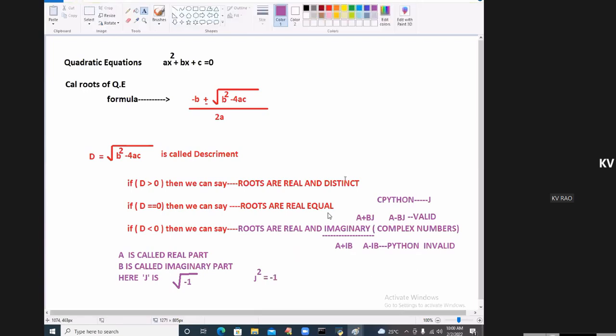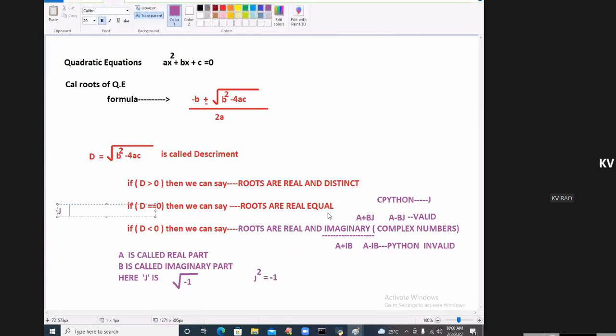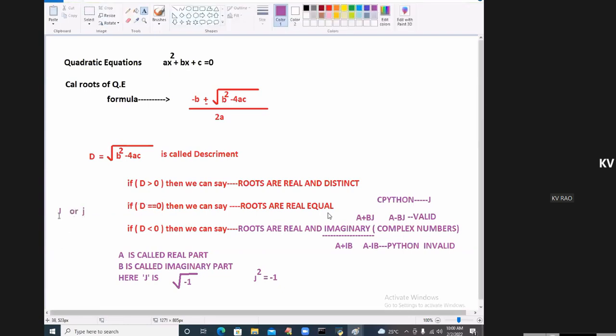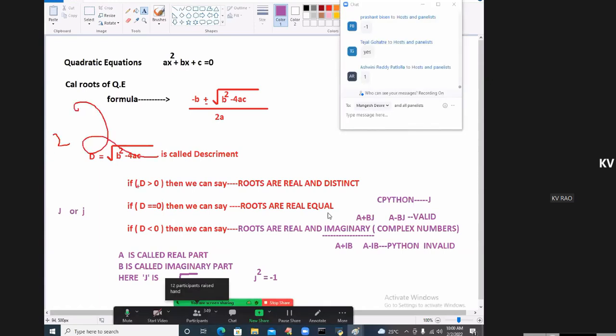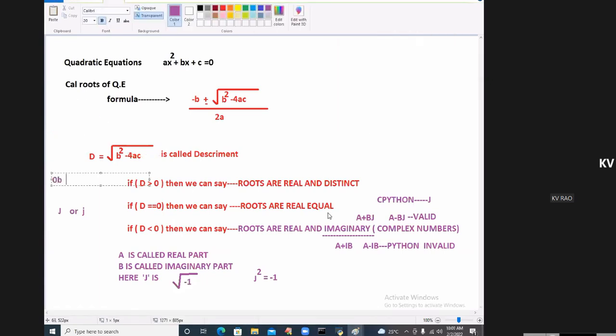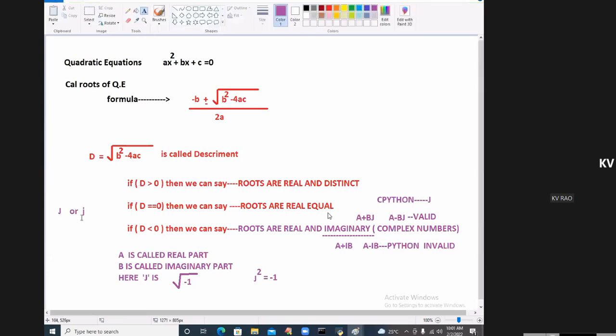One student is asking, sir, is J capital or small j? That is also one question. Now see, students, it is a number, it is a value. Yesterday only we told you, 0b and 0B, both of them are the same. Like that, capital J and small j are the same, but try to take small j always.